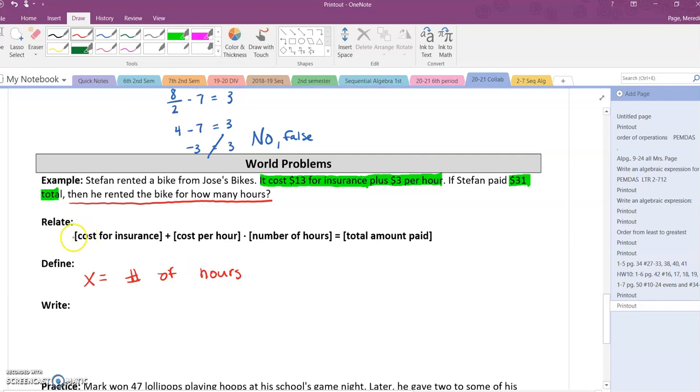So now what we're going to do is we're going to take this relate part and we're going to fill in what we know. So cost of insurance, do we know that? Yes, we found that up there. It says it costs $13 for insurance. So I'm going to start with 13 plus cost per hour. Do I know that? Yes, it's $3 per hour. Times number of hours? No, that's what we're looking for. So we're going to put an X there. And then equals total amount paid. Well, we know we paid $31.